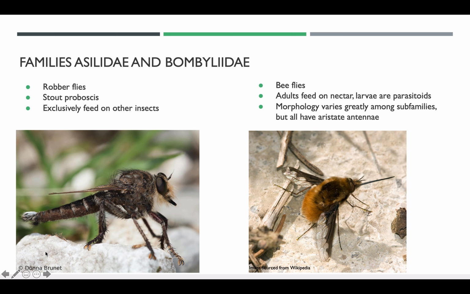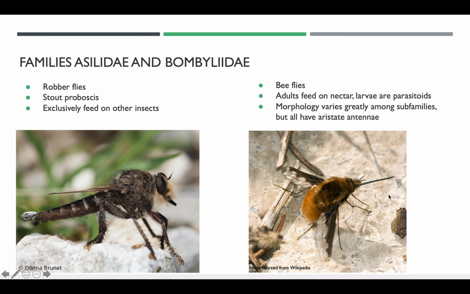Robber flies are another family. These are a little more easily identifiable in the field because they just look so distinct from other flies. And these are really interesting because they have a very stout sort of proboscis here, and they feed exclusively on other insects.